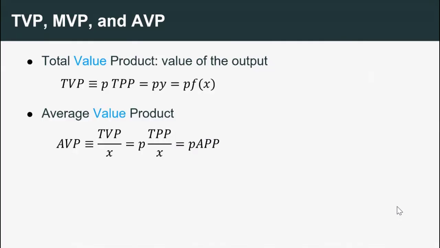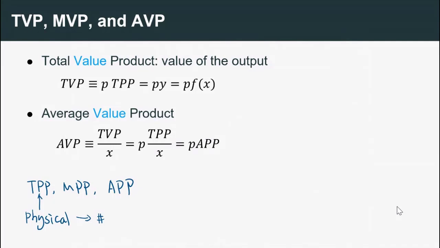First, let's figure out what TVP, MVP, and AVP are. And I hope when you read the abbreviations of these three concepts, it reminds you of TPP, MPP, and APP. And again, the P in the middle is physical. That means it's a physical quantity of the output, and that comes from the physical concepts.